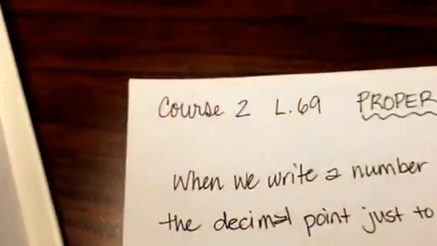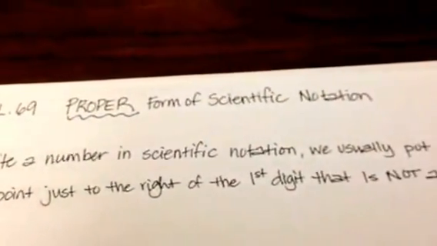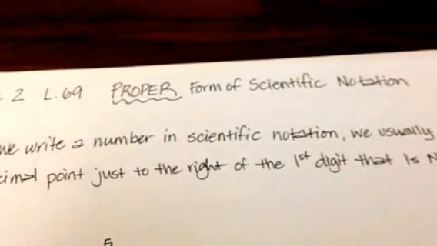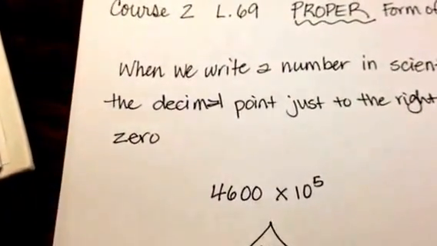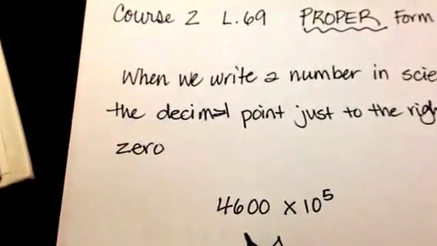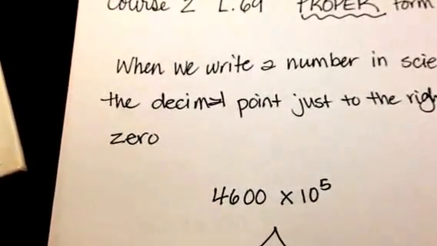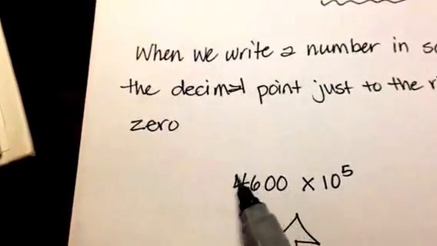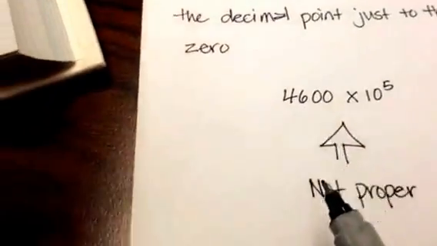Proper form. When we write a number in scientific notation, we usually put the decimal point just to the right of the first digit that is not a 0. So, oh my goodness, is this proper? Everyone gasp in horror. No, that is improper. So the first thing we're going to do is make this number a proper number in scientific notation.